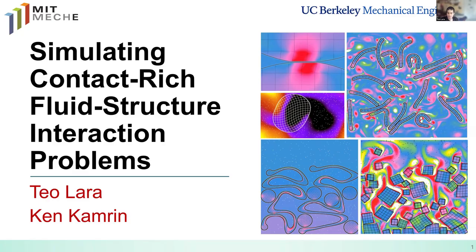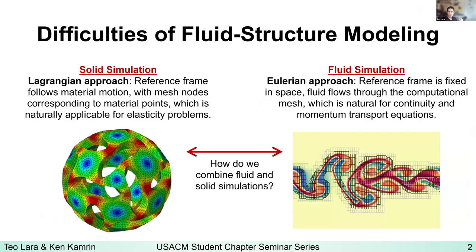First of all, fluid-structure modeling is tricky to do by nature. That is because we tend to model fluids and solids in very different ways. When we model a solid, we use a reference frame that moves with the material. Usually you take your mesh nodes to correspond to actual points on your material, and you have this deforming reference frame, which is a natural application for elasticity problems relevant to solid mechanics.